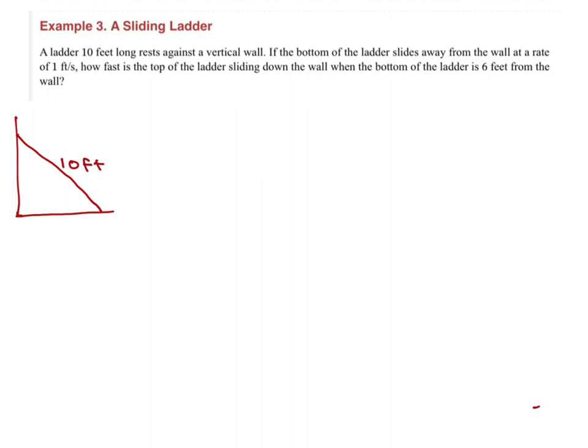It says if the bottom of the ladder slides away from the wall at a rate of 1 foot per second. So again, we've got a rate, which tells me that's a velocity. That's a derivative of something. That's the bottom of the ladder sliding away from the wall. So that's going to be this length right here along the bottom. So what could we call that? Floor. Sure. How about x? It's horizontal, right? So this distance here is going to be x.